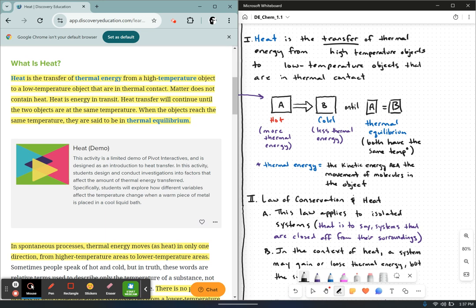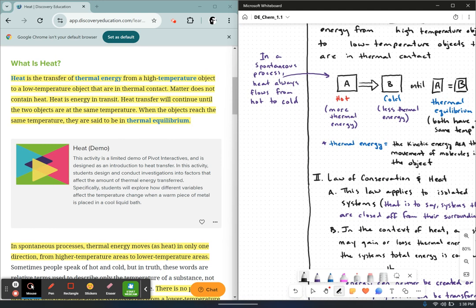Okay. So heat. What is heat? Heat is the transfer. Remember, transfer is the same as saying the movement, the transportation, right? Heat is the transfer of thermal energy from high temperature objects to low temperature objects that are in thermal contact. If you're touching a hot pot of water, it's hotter than your hand, you're going to feel the flow of that energy from the hot pot into your hand, and it's going to feel like a burn.